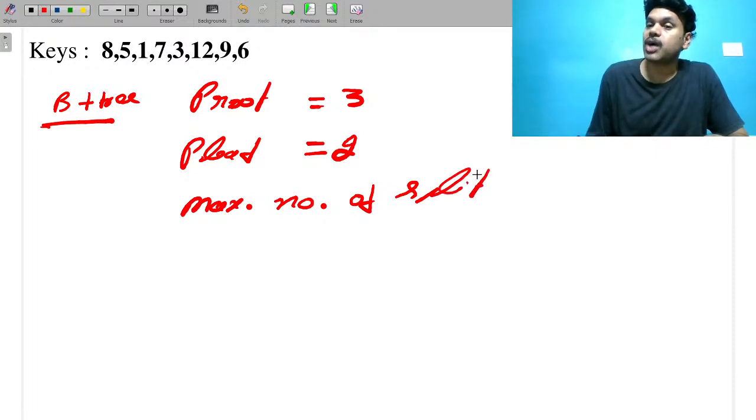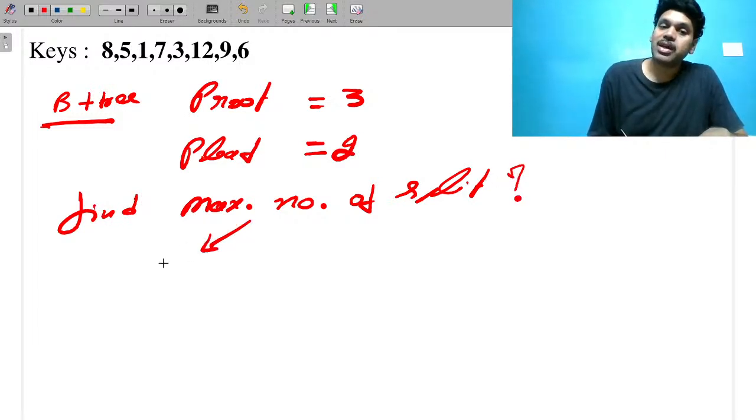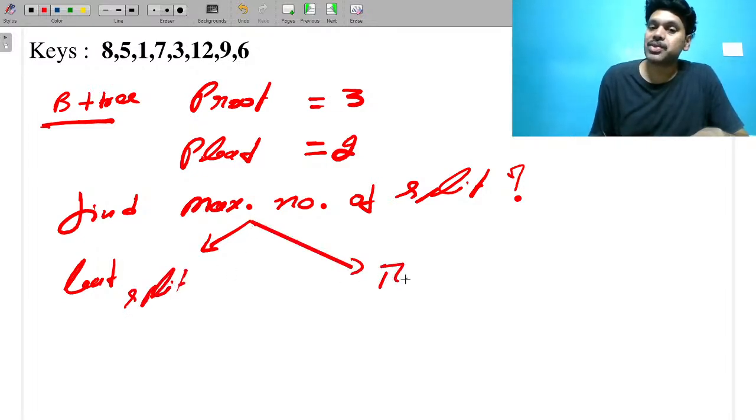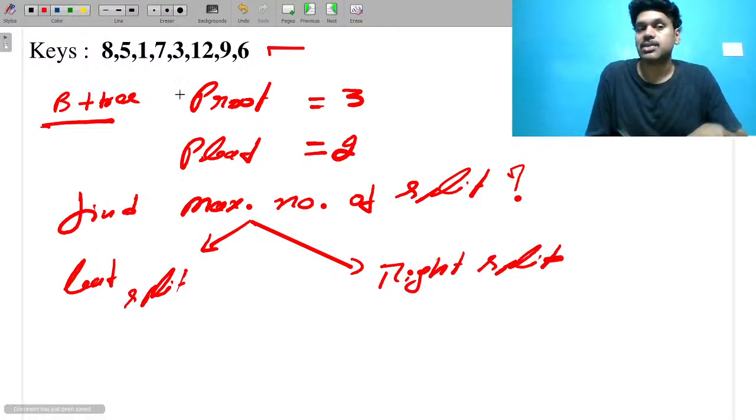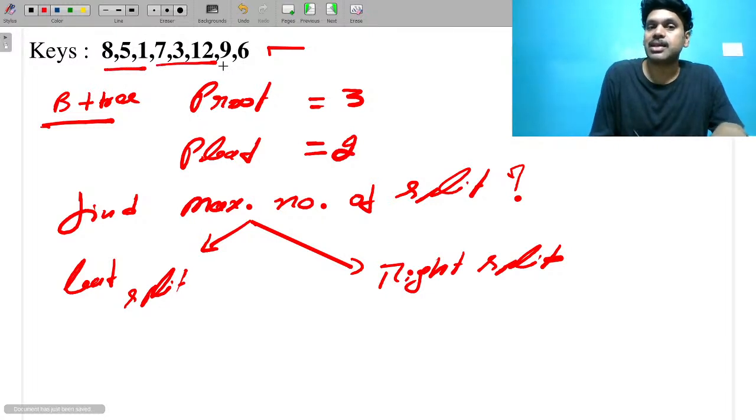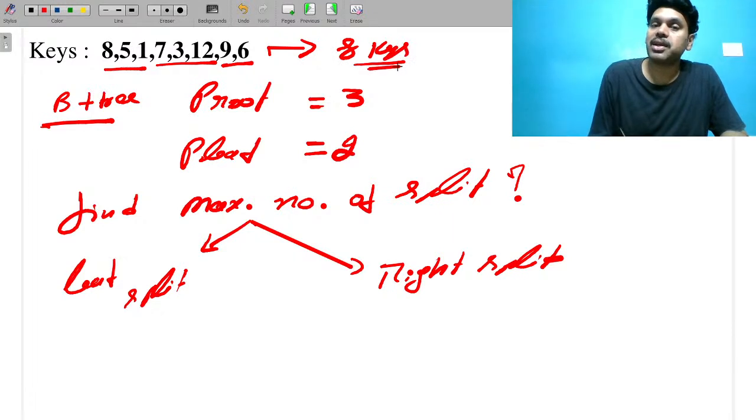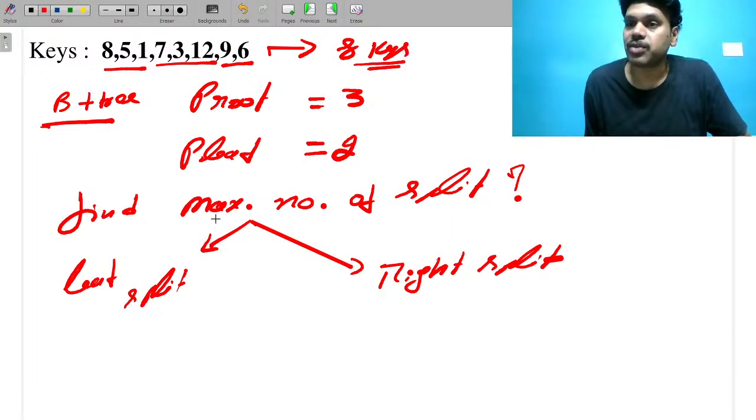Not less, I don't. I want the maximum number of splits. This is one of your previous GATE questions. That means you need to do a left biasing and you also need to do a right biasing and see how many splits you are going to get after insertion. These 3 plus 3 is 6, and 2 more, 8 elements. 8 keys you are inserting. You tell me how many splits, the more number of splits.